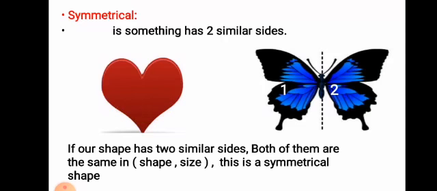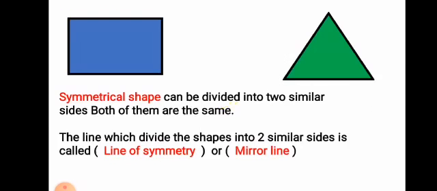So, all of our symmetrical shapes should have two similar sides, even if we cut our shape into two sides, side number 1 and side number 2. Can you see any difference between my both sides? Very good. No. So, if our shape has two similar sides, both of them are the same, like this one here, in shape and size. This is a symmetrical shape.